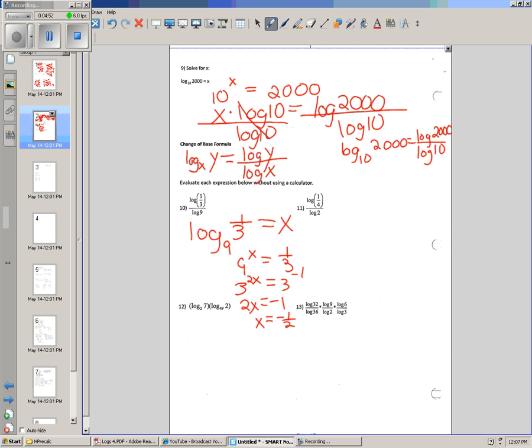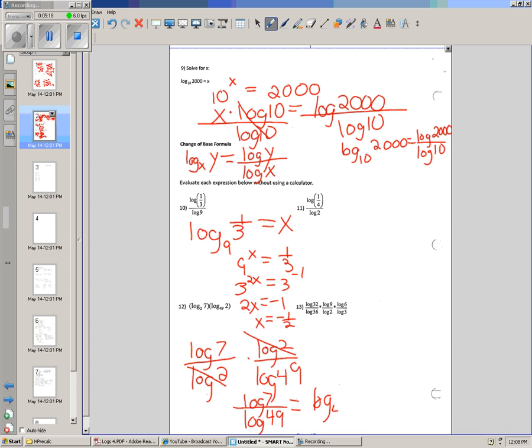Okay, let's look at 12. So for 12, we could rewrite this as log of 7 over log of 2 times log of 2 over log of 49. Well, the log 2's are going to cancel. And then we get log 7 over log 49. Well, that really is log base 49 of 7. That's equal to some value that we don't know. We can rewrite it: 49 to the x is 7. Well, x is a half because we have to take the square root of 49, which is the same as raising it to the 1/2 power.